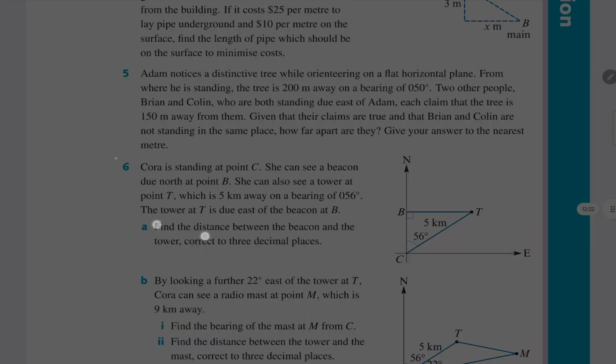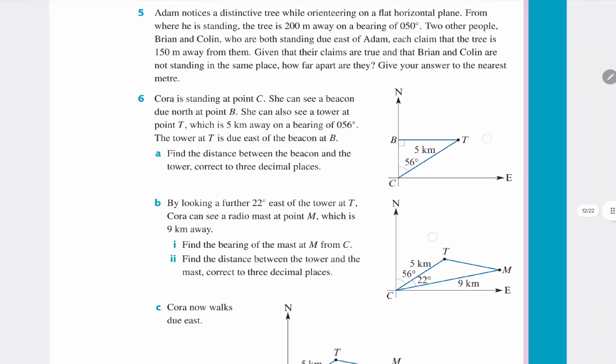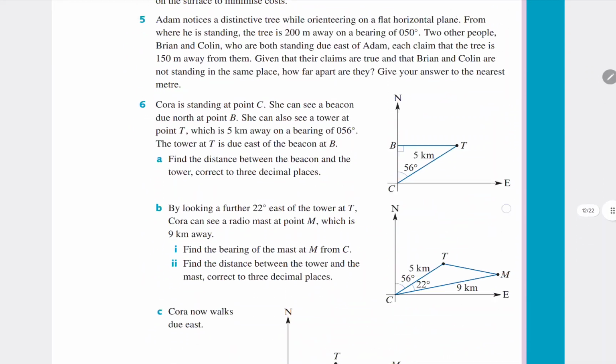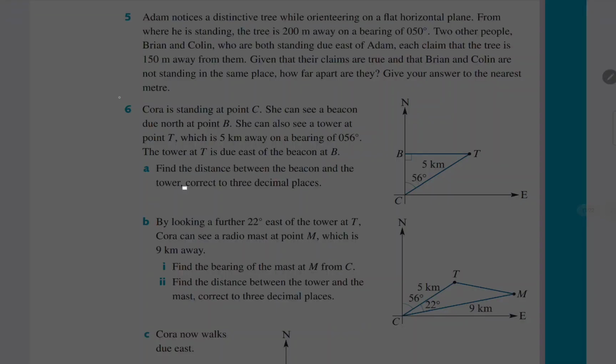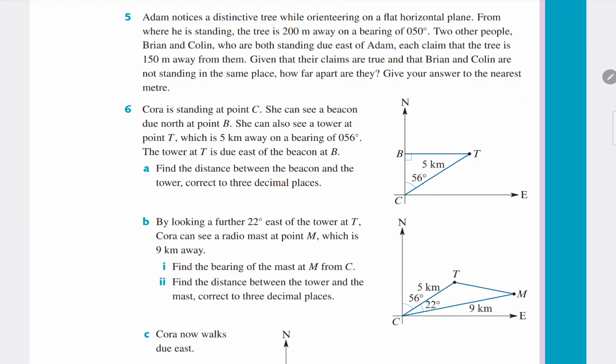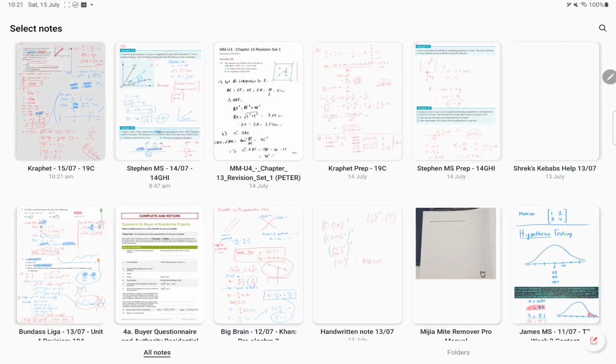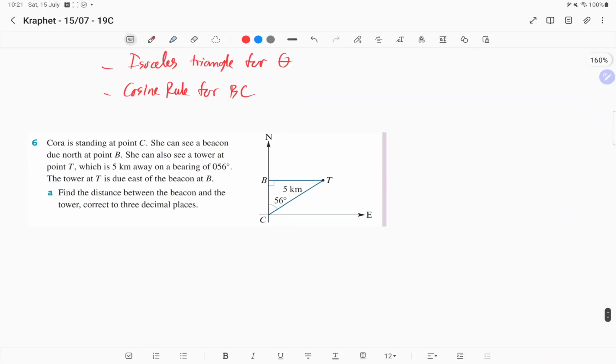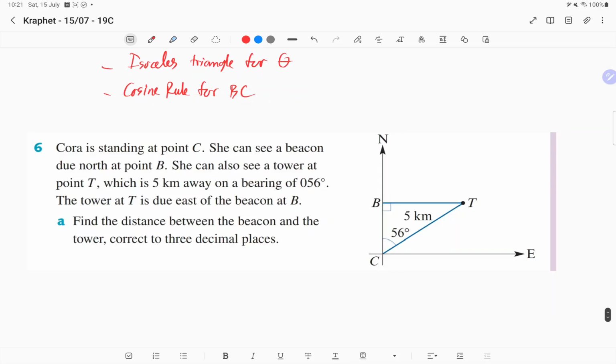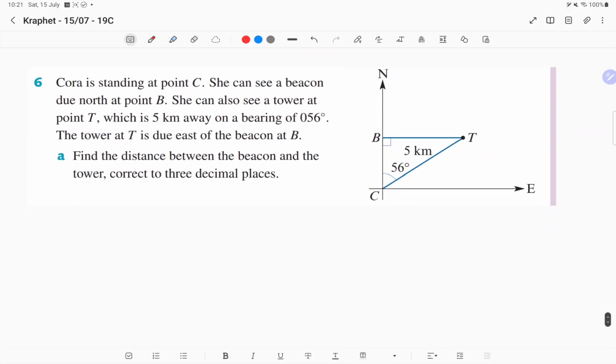Next, question 6. Oh, this is long. Okay, I'll go through bit by bit. 6A first. Cora is standing at point C. She can see a beacon due north at point B. She can also see a tower at point T, which is 5 kilometers away, bearing 56. The tower T is due east of the beacon at B. Find the distance between the beacon and the tower, correct to 3 decimal places.